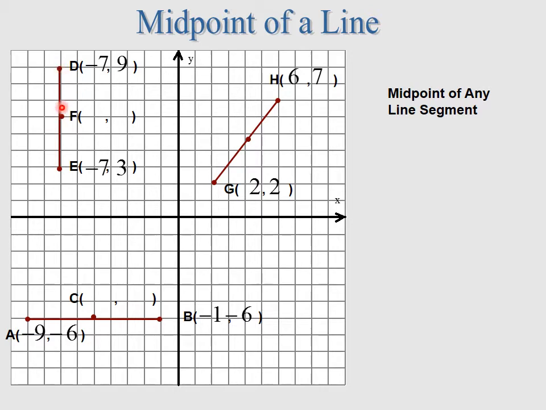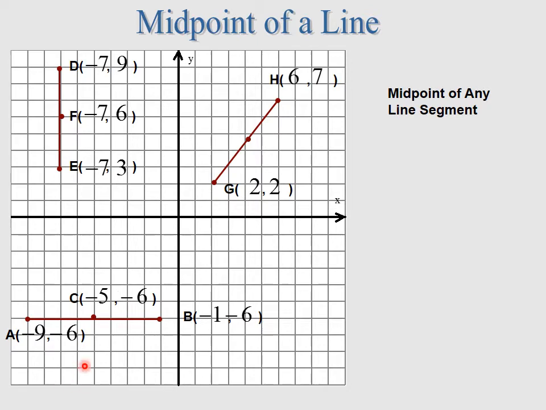When we have this vertical line, it's pretty easy to see what point F is, the middle, because we can count halfway down the line and put a dot there, and we can just count where that is. If we were to count over, it would be negative 7, and then this is 1, 2, 3, 4, 5, 6 high. So our midpoint for F is at negative 7 and 6.